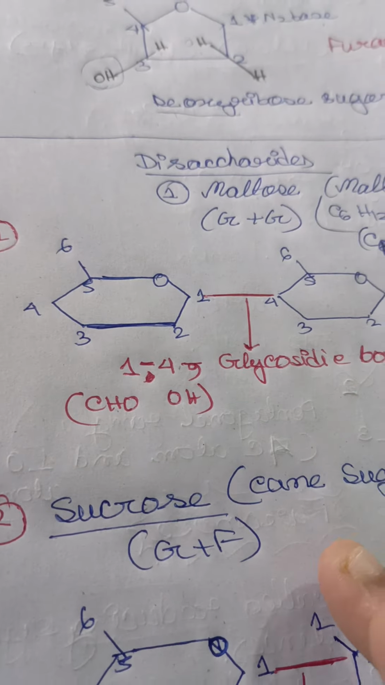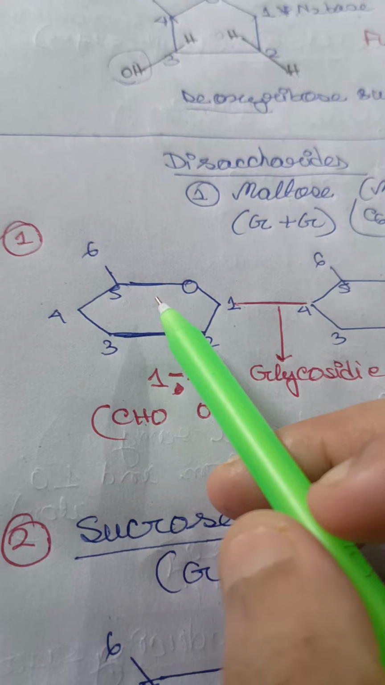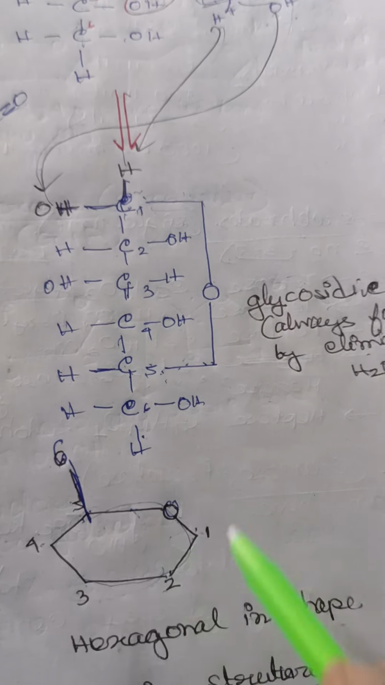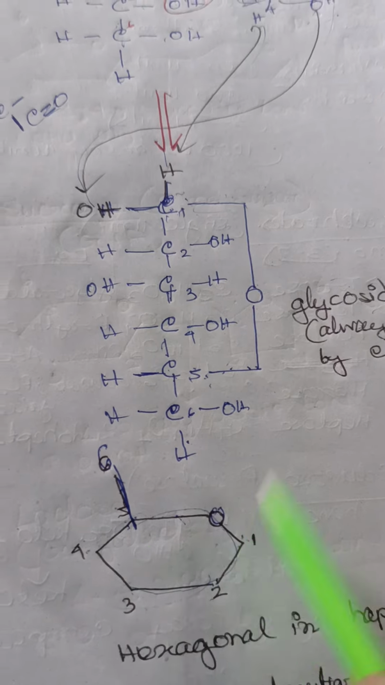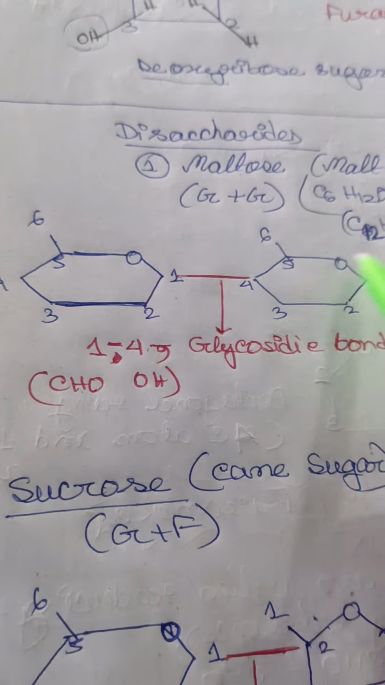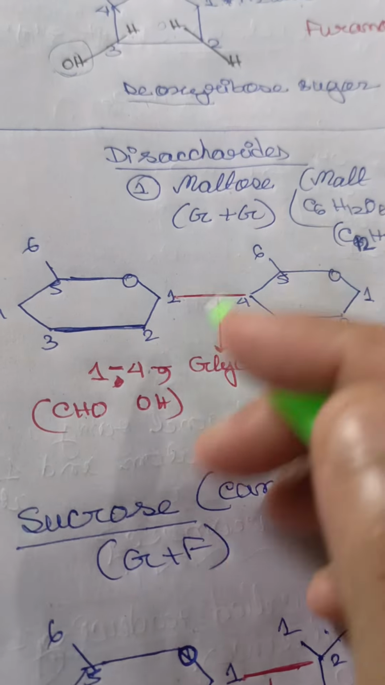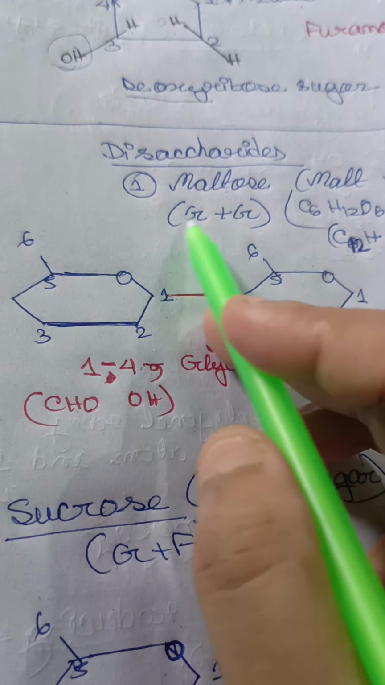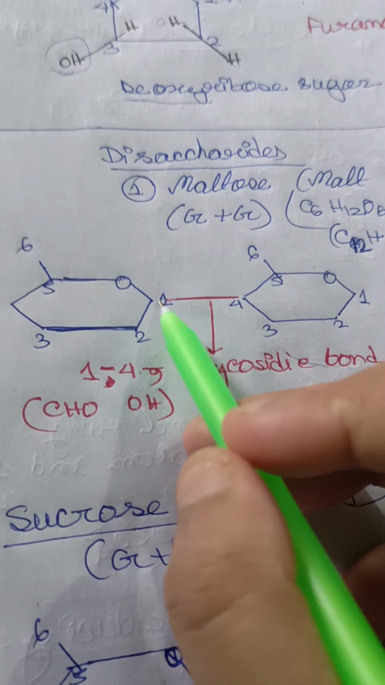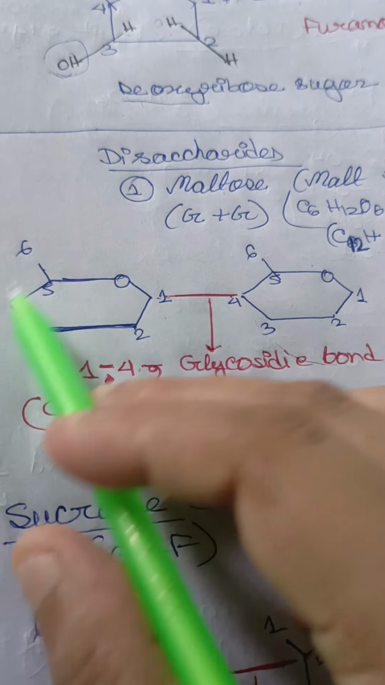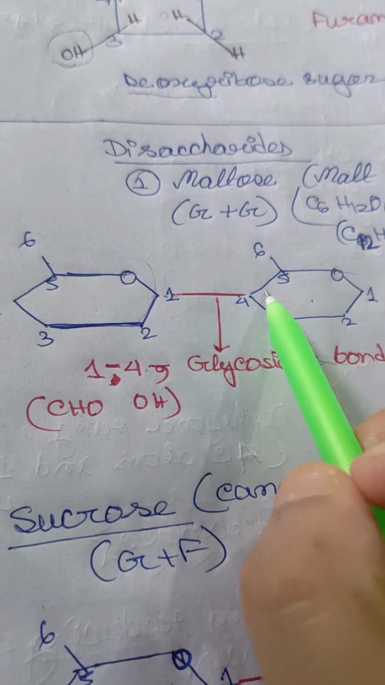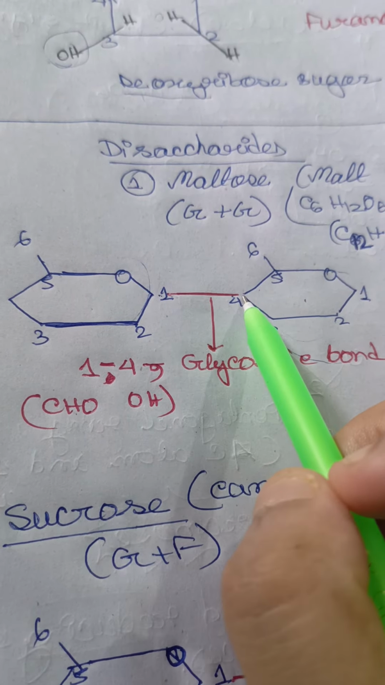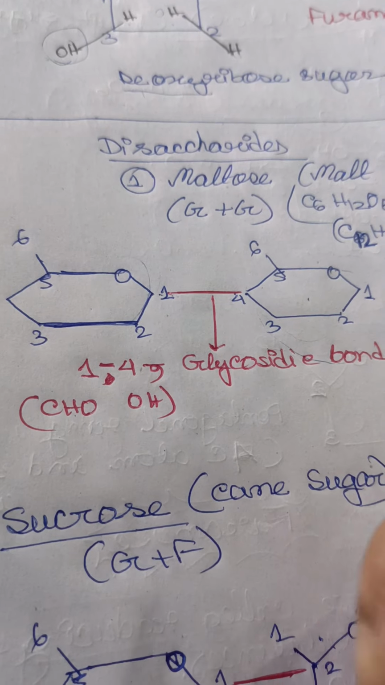We will understand all these things with the ring structure. So you have learned in the ring structure of glucose, that with carbon number 1 and 5, the glycosidic bond is formed. So we have drawn this glucose here, this glucose here, and the bond is formed between glucose and glucose, that is with 1 and 4. You see, the same ring structure is there because this is also glucose, this is also glucose, but the glycosidic bond will form between 1 and 4.